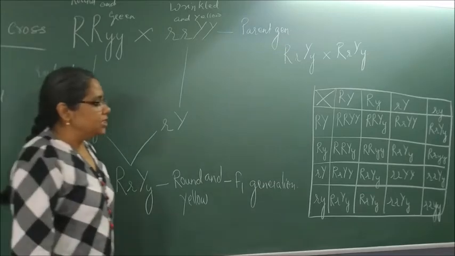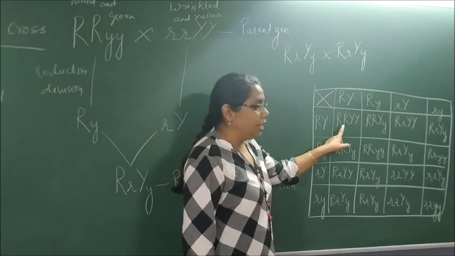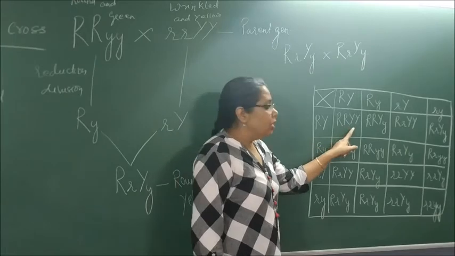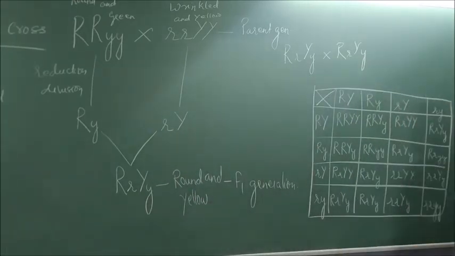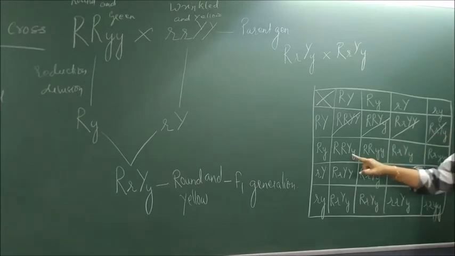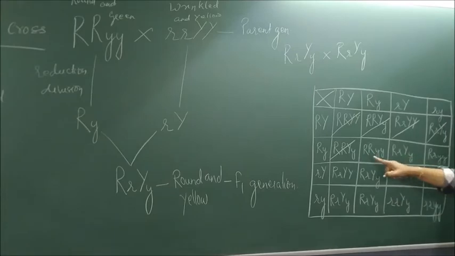Now let us count the dihybrid ratio. What is the first type of plant I have? Round and yellow. So if I look into round and yellow, see how many places round and yellow is there. I am cutting it. Round and yellow. This is also round and yellow. This is also round and yellow. This is also round and yellow. This is also round and yellow. This is not, this is round and green.